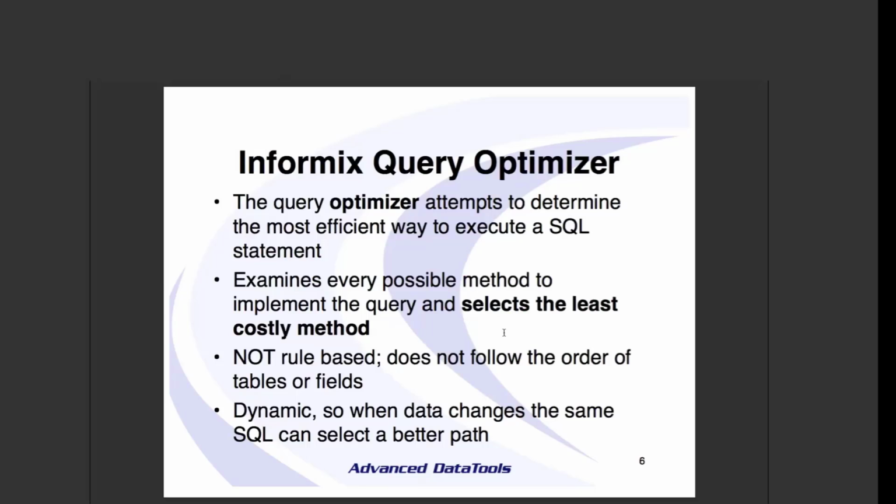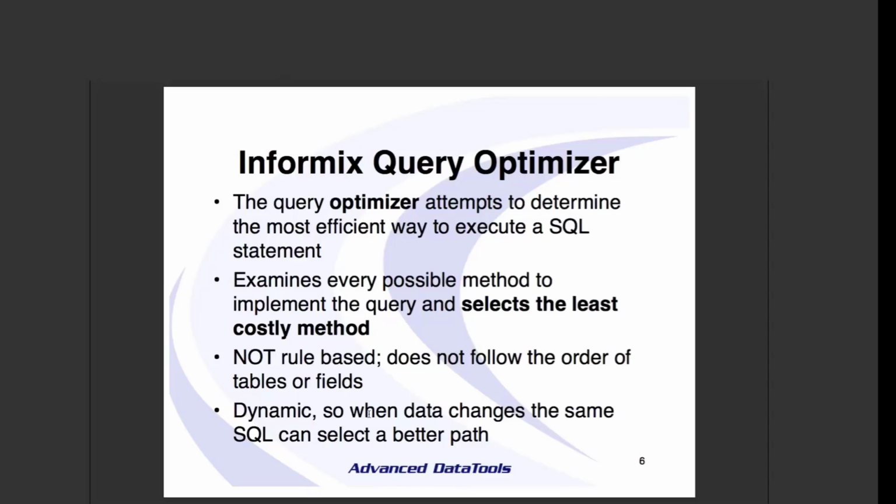And it's because data can change. You can start out with an empty database, and the fastest way to do a query might be one way. But as data grows and your tables grow, that may change and a different method may be faster. So it's a dynamic optimizer. You can run a SQL statement one day and it will run it one way, and then next month, because the data has changed, it may pick a different access method.